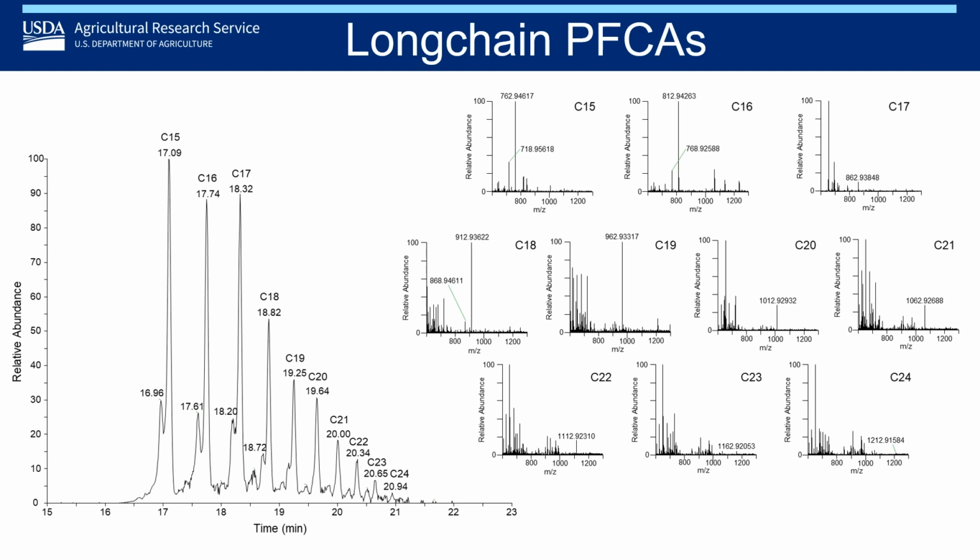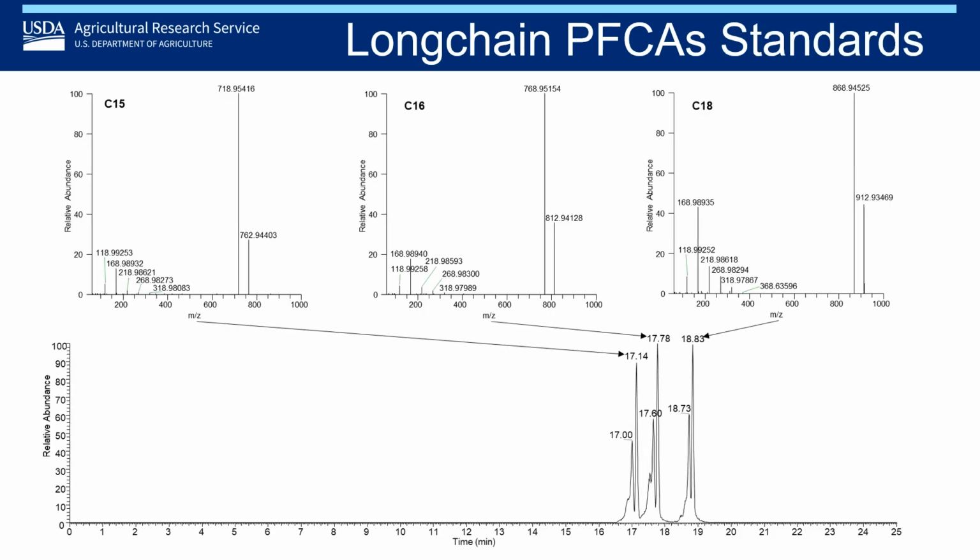We could only purchase around 3, so that's the C15, 16, and 18. But both the MS2 breakdown pattern, which is shown on top, the retention times, and the peak shapes matched well enough for us to say that these are these long chains. Then we built calibration curves and utilized these standards to quantify all of the samples. We quantified these 3 compounds directly, and then we were able to semi-quantitatively get concentrations for the other ones using these calibration curves.